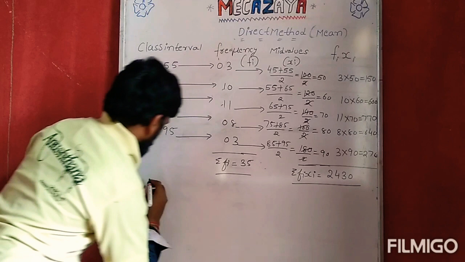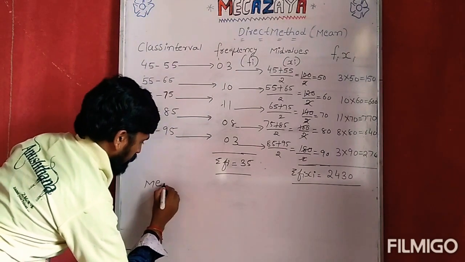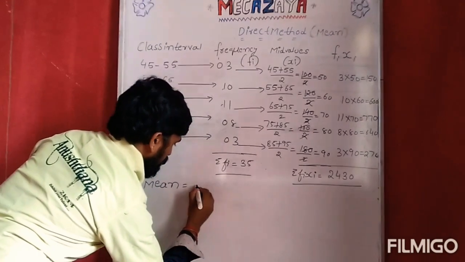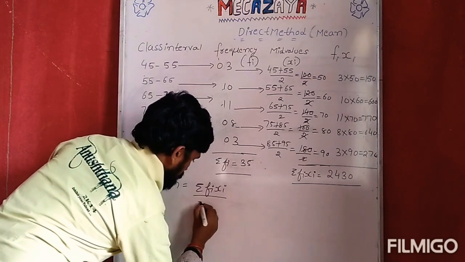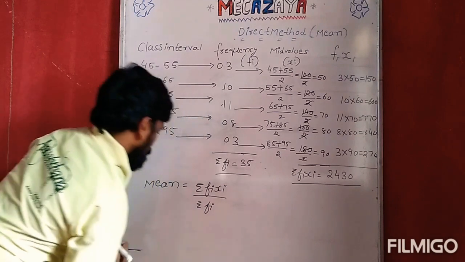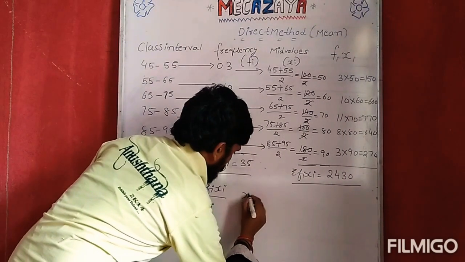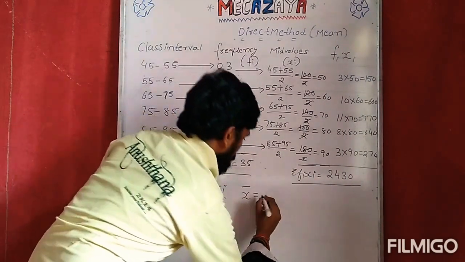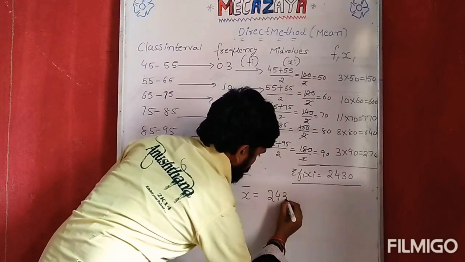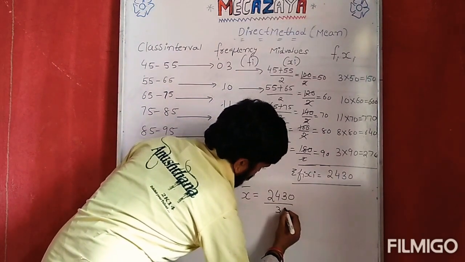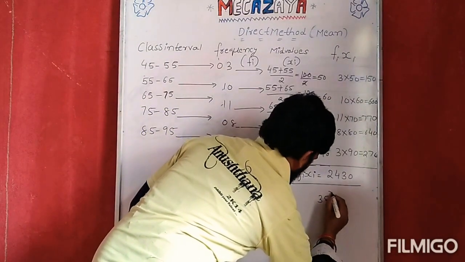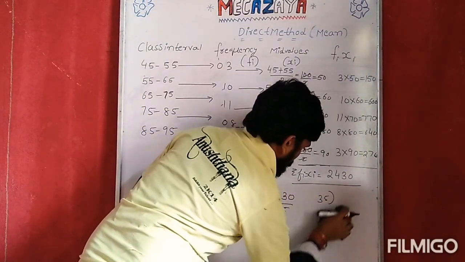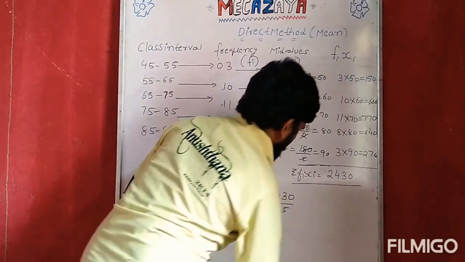So in the direct method, the formula to find the mean is mean equals sigma fi xi by sigma fi. We also represent it with x bar. X bar equals sigma fi xi, which is 2430, divided by 35. So let us divide by 35.